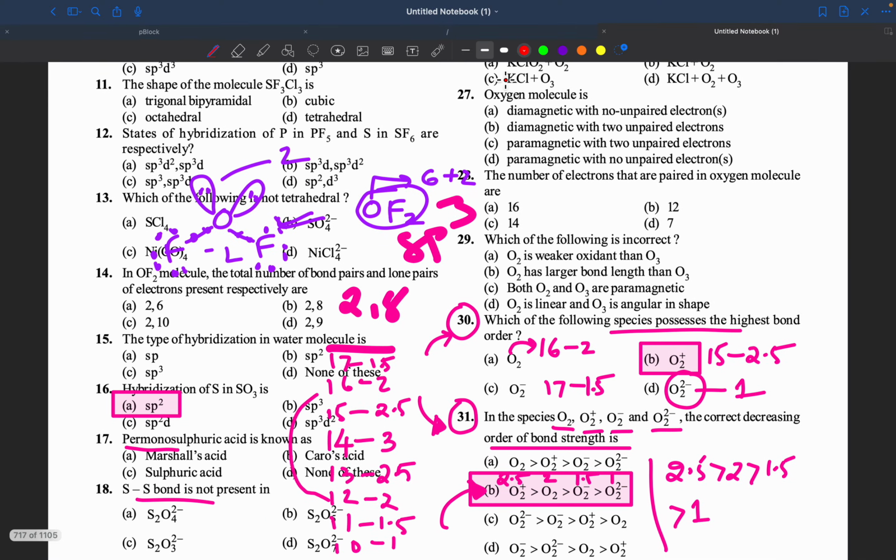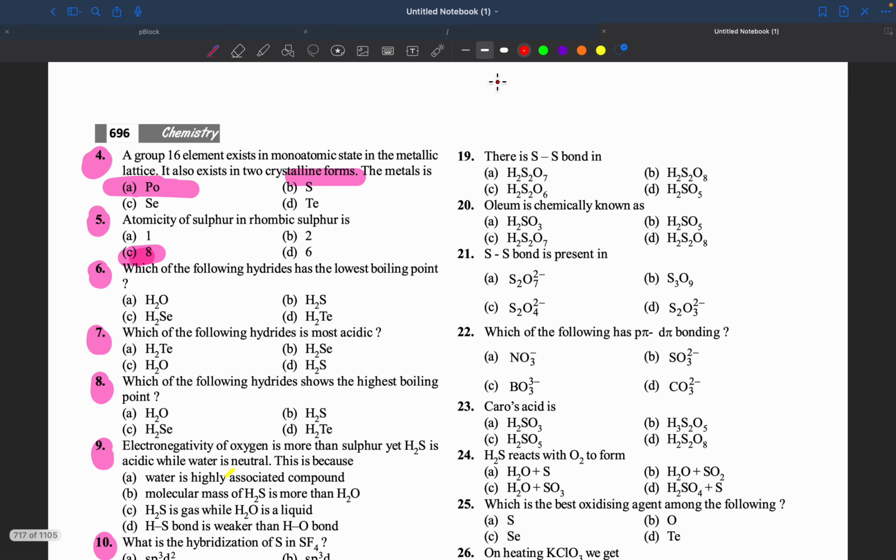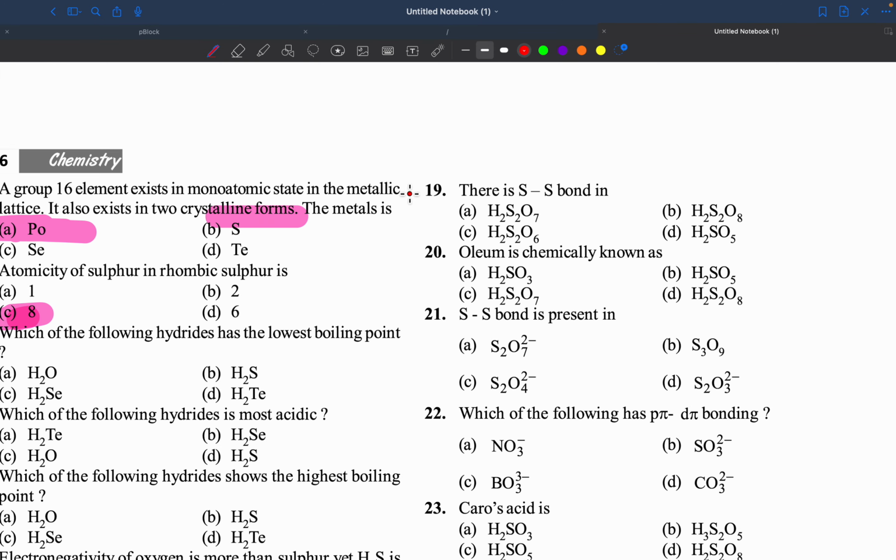Yeah, we can solve a few questions here. Yeah, question number 19. Chapter number, question number 19. What is the answer?